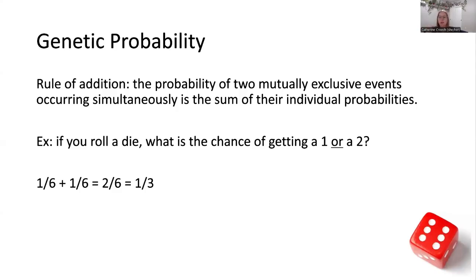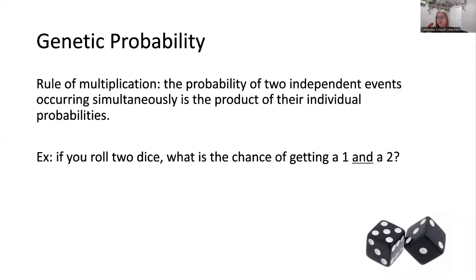Another way we can think about the probability is if it's not mutually exclusive, two independent events that are occurring simultaneously. So now imagine you have 2 dice, and you want to know what are the chances of rolling a 1 and a 2. What you would do is you would take the odds of rolling a 1, which is 1 in 6, multiplied by the odds of rolling a 2, which would be 1 in 36.